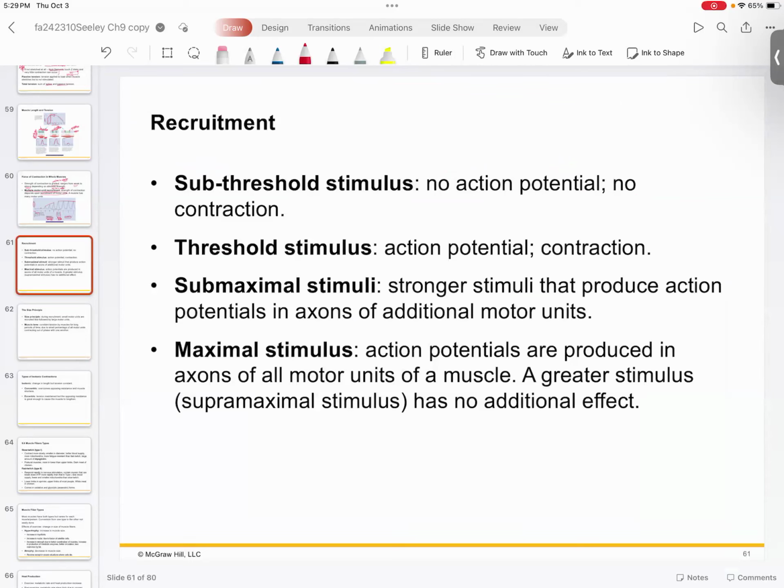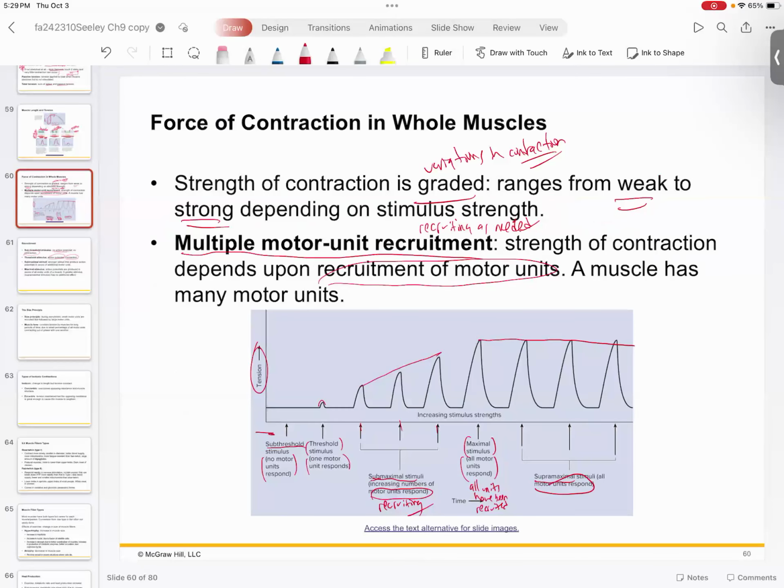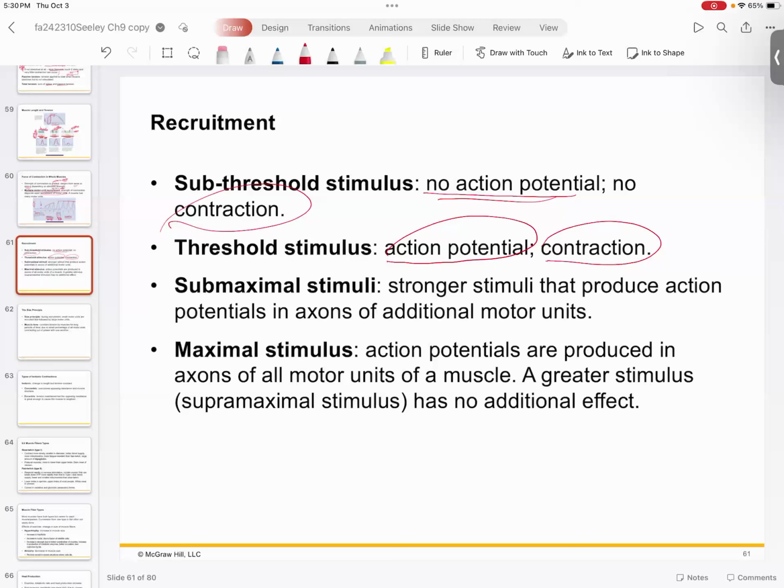So the subthreshold stimulus basically is where you have no action potential and therefore you have no contraction. Once you get to threshold, you'll have achieved your action potential. You get to the action potential threshold, and that's going to stimulate the contraction. So you begin by seeing the contraction. That's this little guy right here. Okay, it's not much because you've only recruited 1 or 2 motor units.